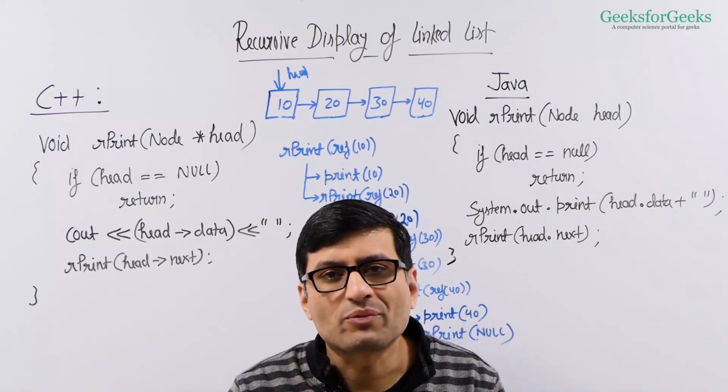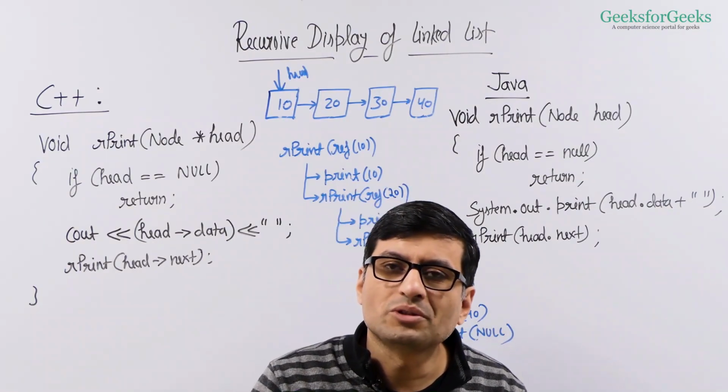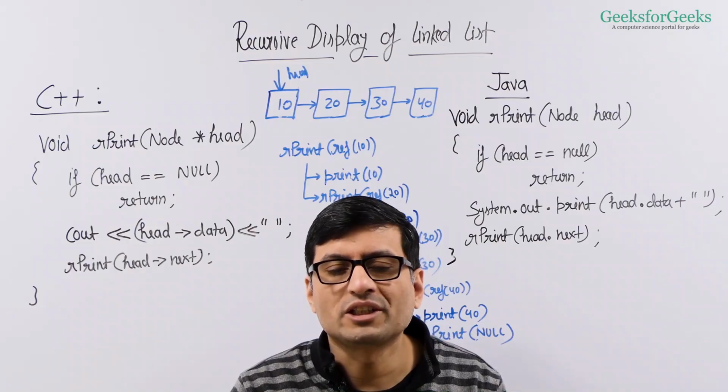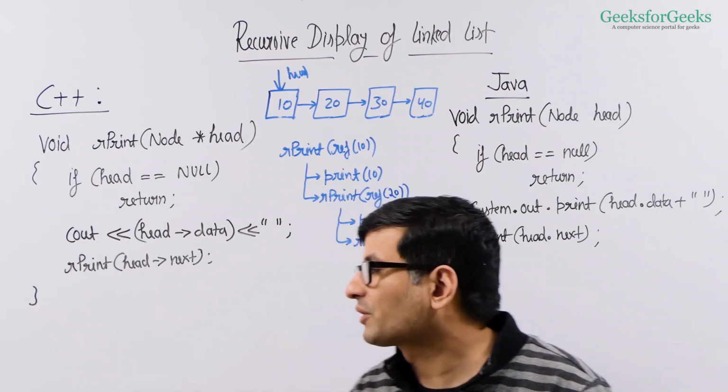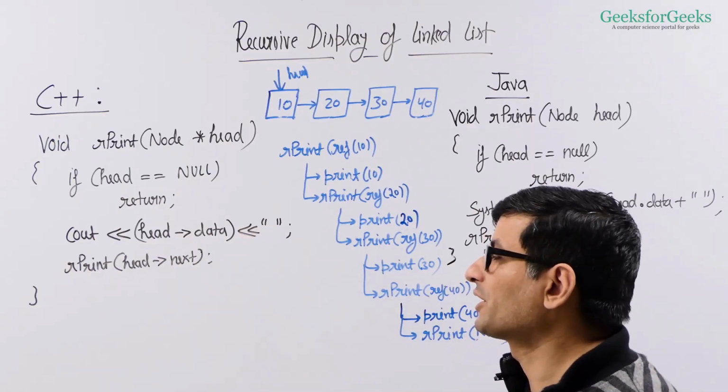Let's now talk about time complexity and auxiliary space for the solution. Time complexity of the solution is clearly big O of n, where n is the number of nodes in the linked list, because for every node, we are doing constant amount of work. We are printing it and then making a recursive function call.